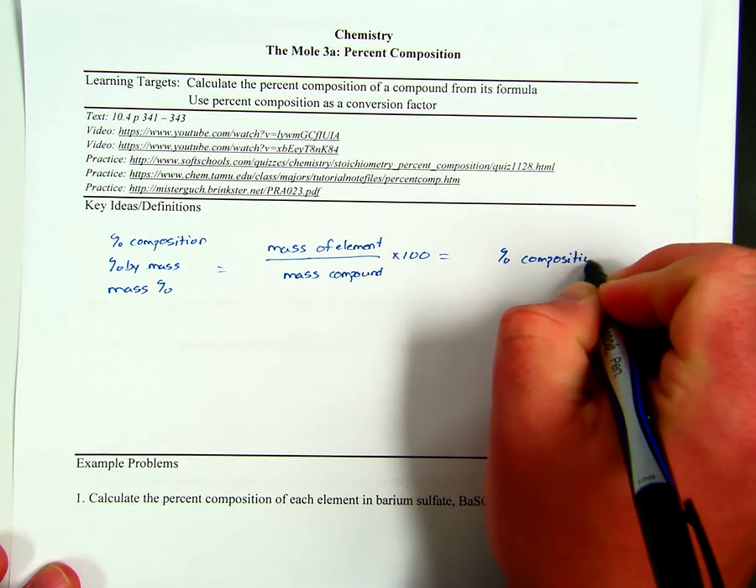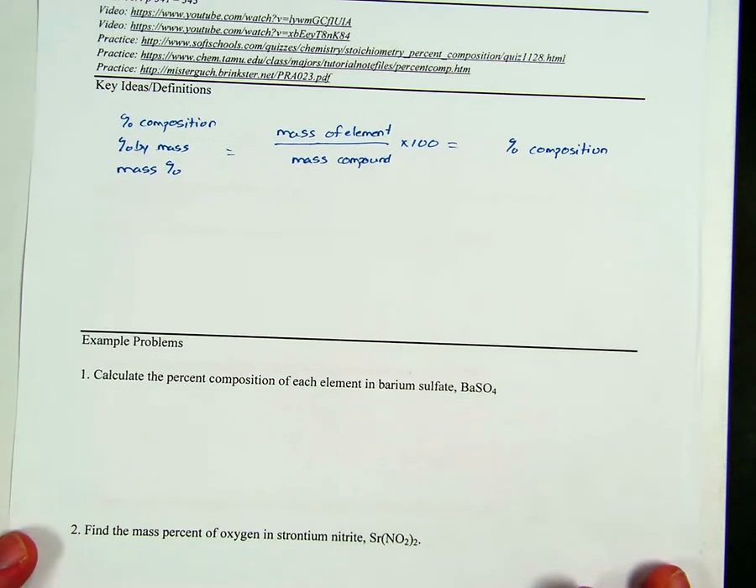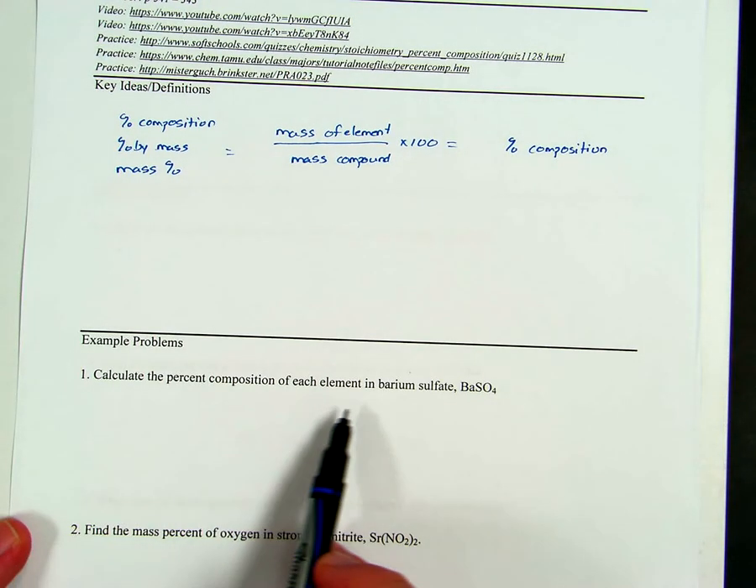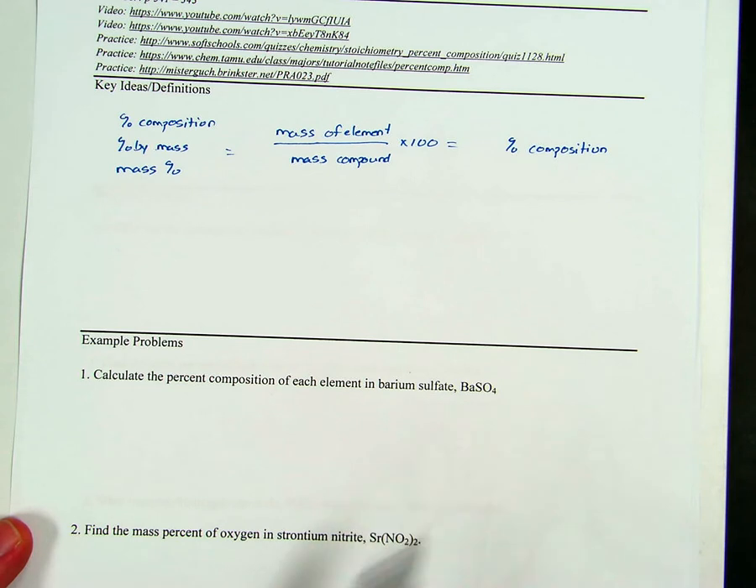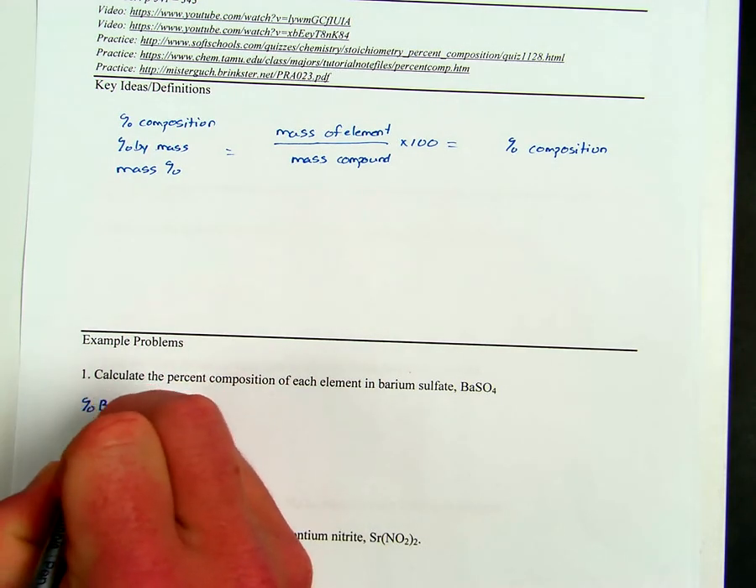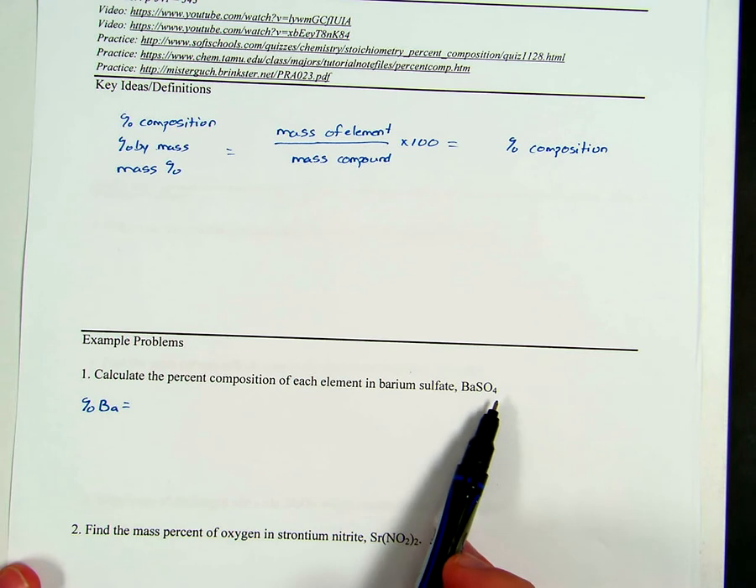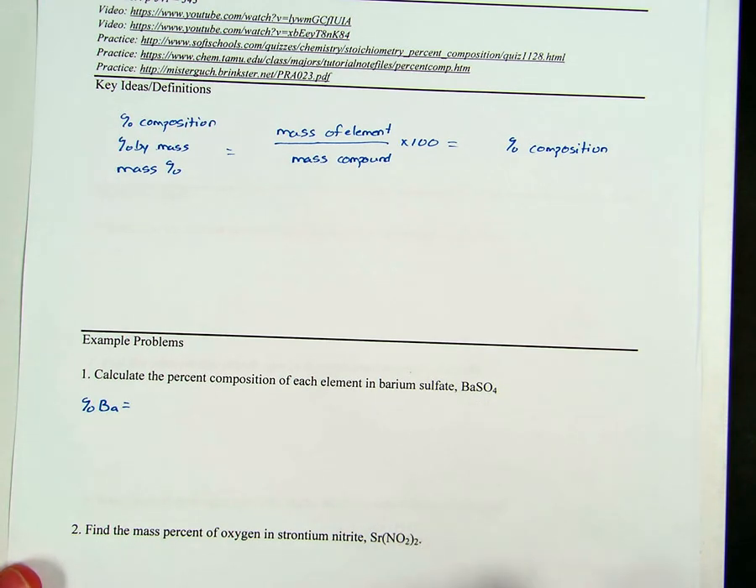So I just want to jump right to some of the examples here so we can see how this would work. The first question, we were asked to calculate the percent composition of each element in barium sulfate, BaSO4. So let's just start with the barium. If I'm going to find the percent composition of barium in this, I'm going to take the mass of barium divided by the mass of the whole compound. Well, we're not given any information about how much compound we have, so it's easiest just to assume that I have 1 mole.